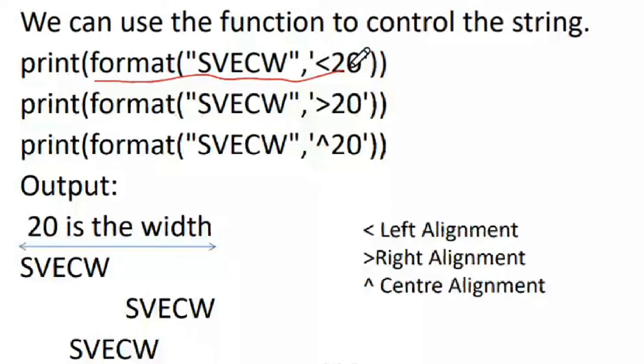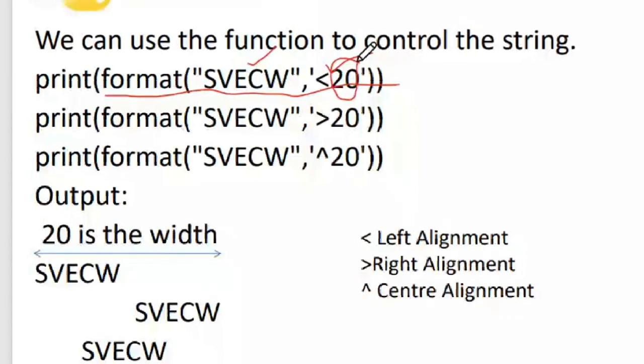The less than symbol will left align the text that you have given here. The greater than symbol will right align the string that you have mentioned here, and the cap symbol will center align. Now, what is this 20 that I have listed here? 20 represents the number of spaces, or the width, that you need to consider to left align, right align, or center align. I hope everybody understood this.